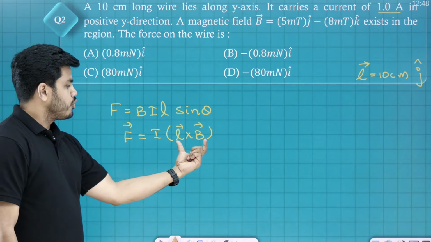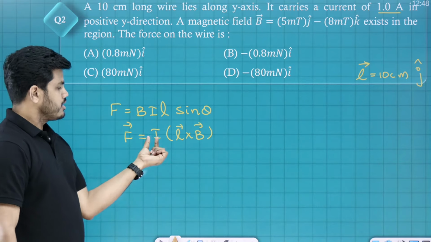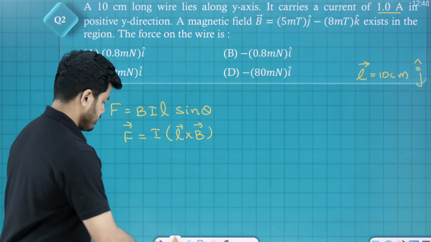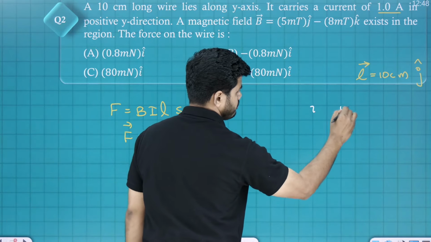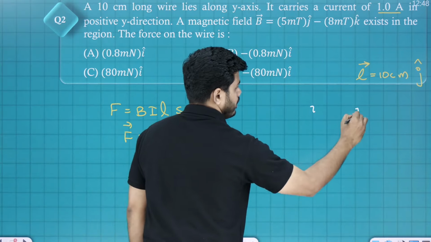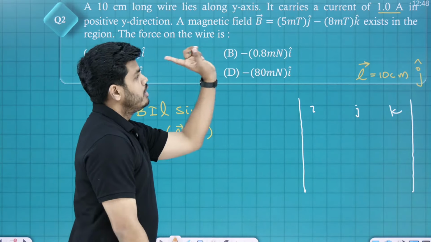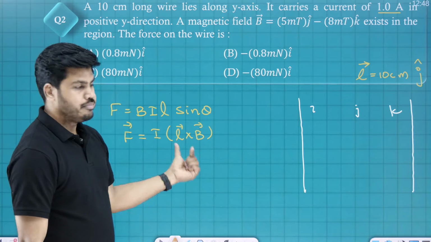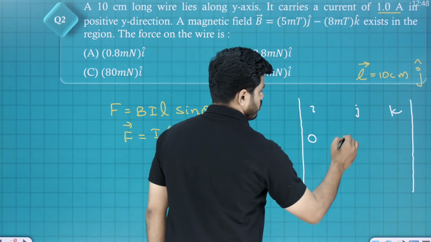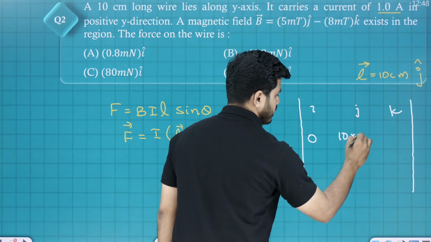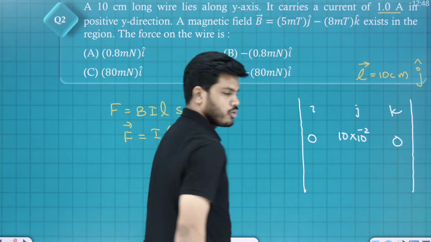Now we can just go for L cross B. That will be the force acting on it, because the current is 1 ampere, so nothing to be multiplied with. How will you find L cross B? We know I cap, J cap and K cap, so we can go for the determinant operator here. I cap first, the first row is L. L has only a J component, so I is 0. The J component is 10 into 10 raised to minus 2, that is 10 centimeters converted to meters. No K component, so it is 0.